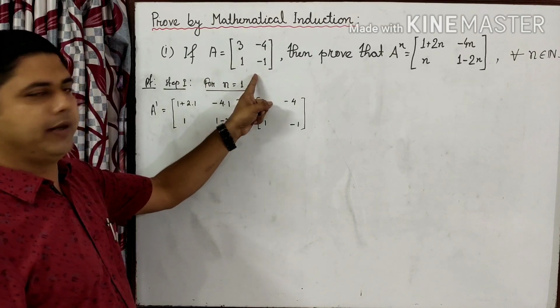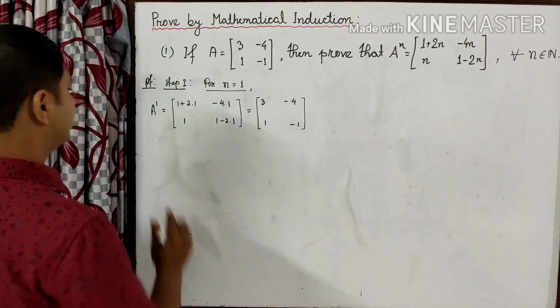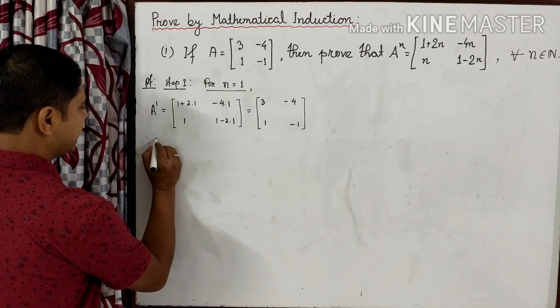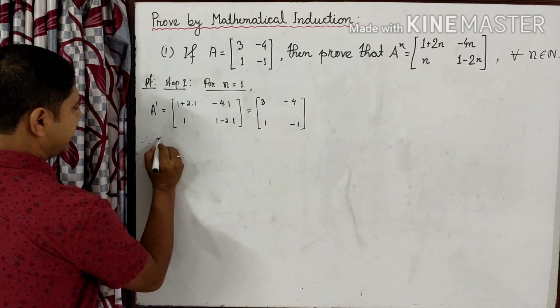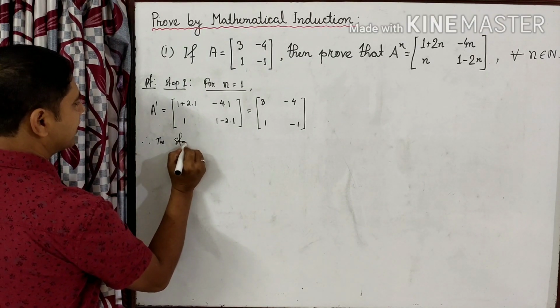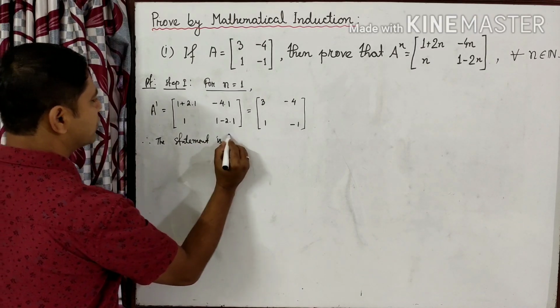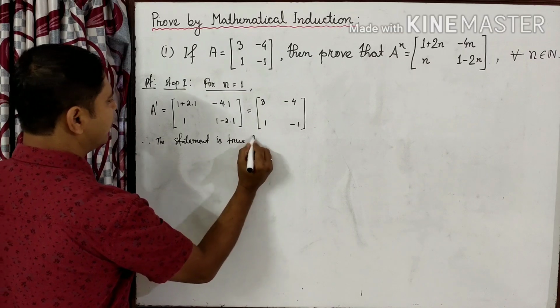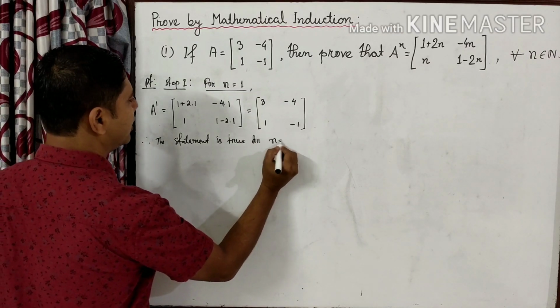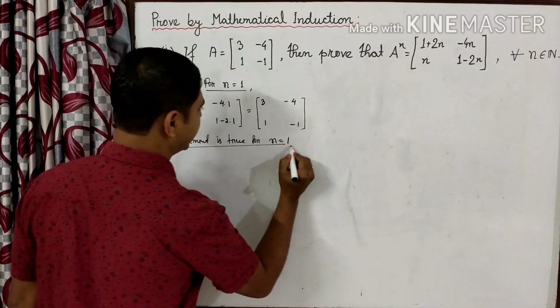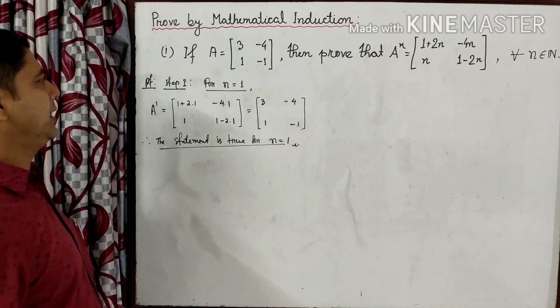This one is already given. Therefore, the given statement is true for n equal to 1. This is completed. That is the first step, step 1.